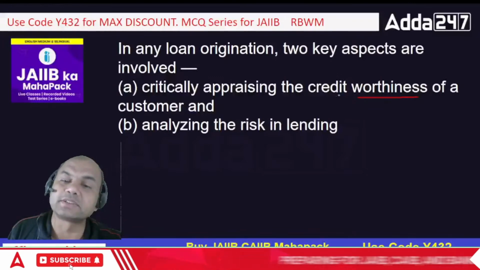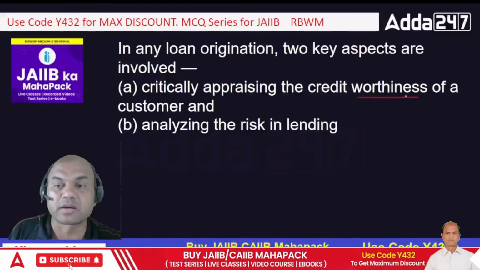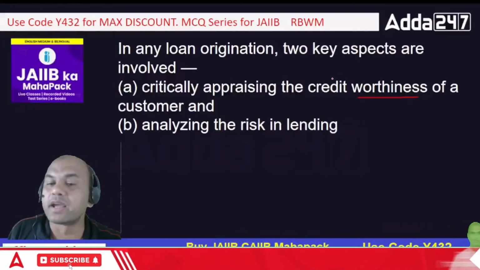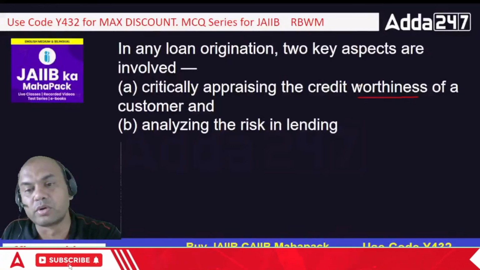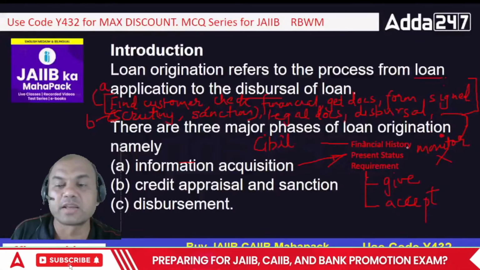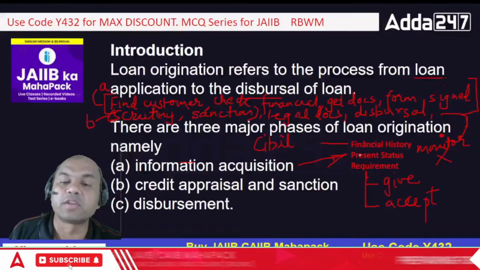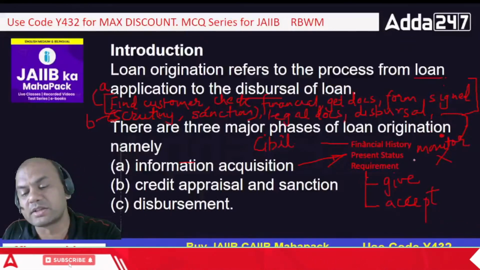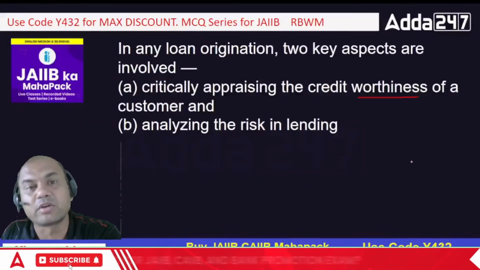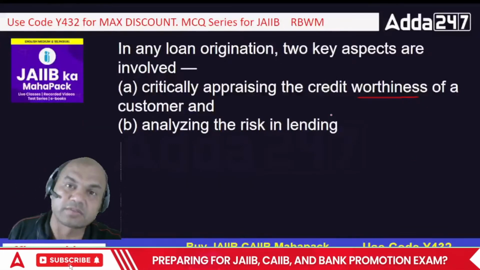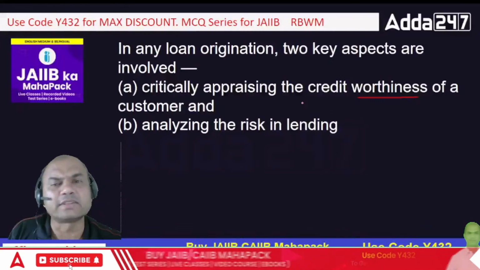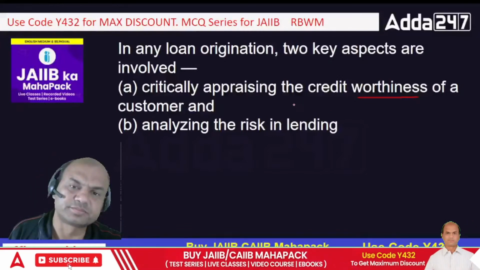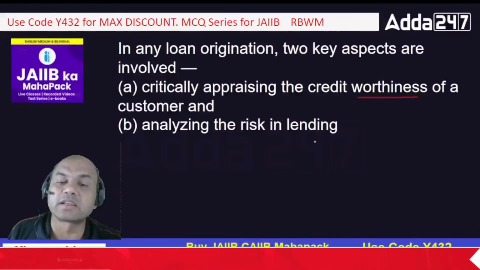So critically appraising the credit worthiness of the customer, and for this again the 3 criteria which I told you. So there's financial history through Syllabus, then present status and a requirement. These three requirements are to be done at any cost in the stage 1 itself. Then stage 2 and 3 become easier. Okay. Analyzing the risk in lending.